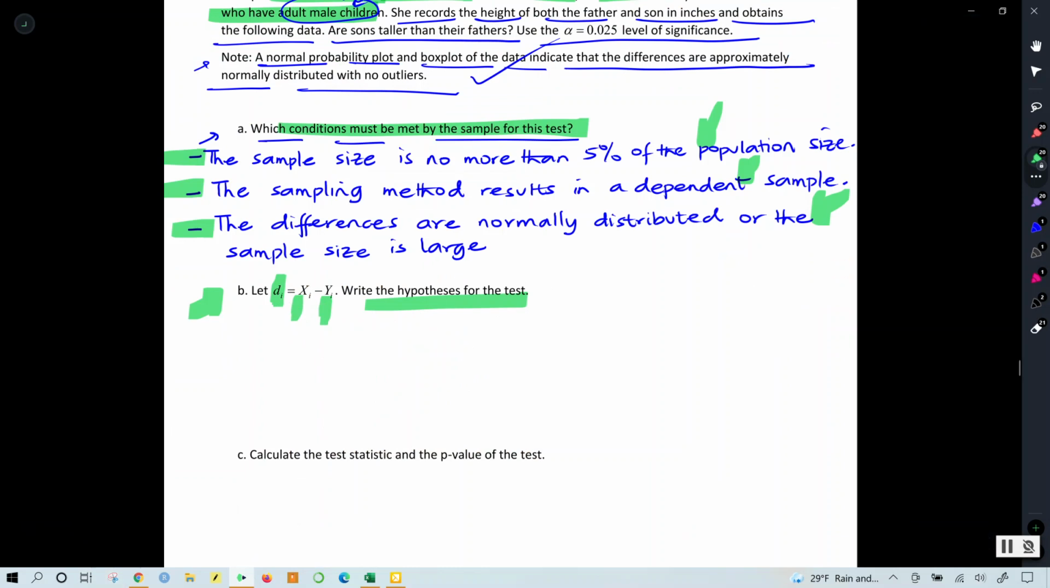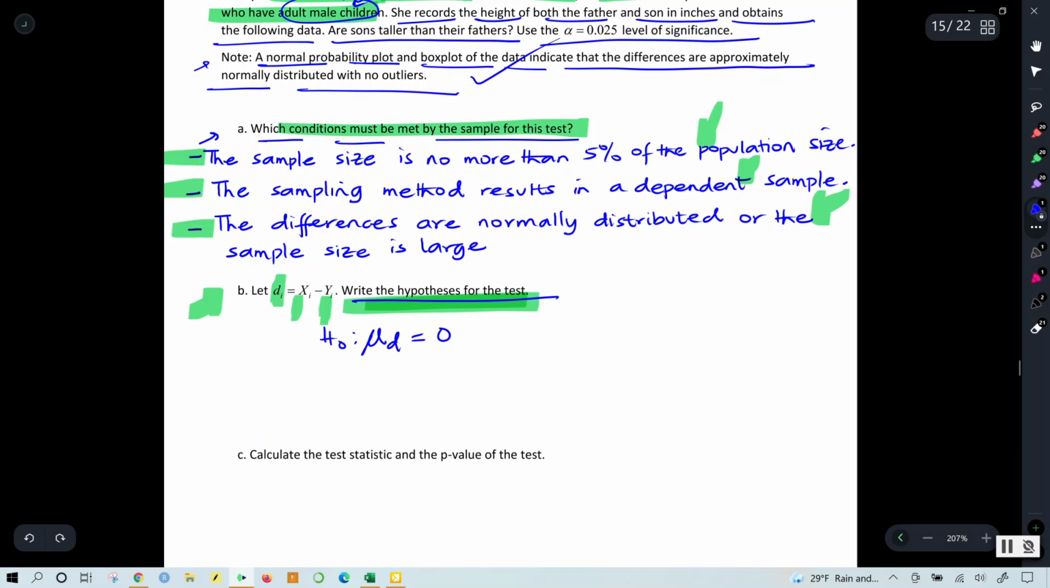I would like to next write the hypothesis for the test. To write the hypothesis for the test, all we need to note is that the null hypothesis will always be that the mean difference is 0, whereas the alternative is that the mean difference in this case is less than 0.